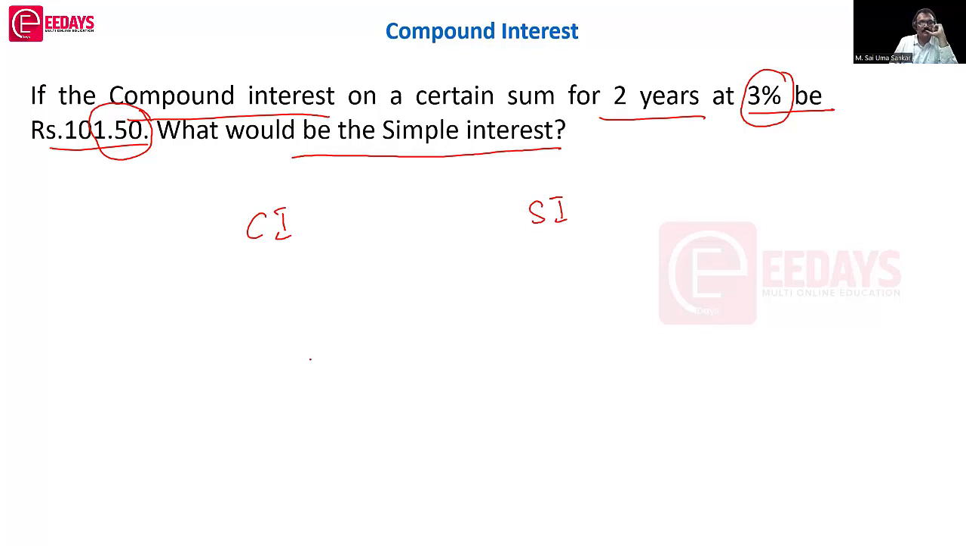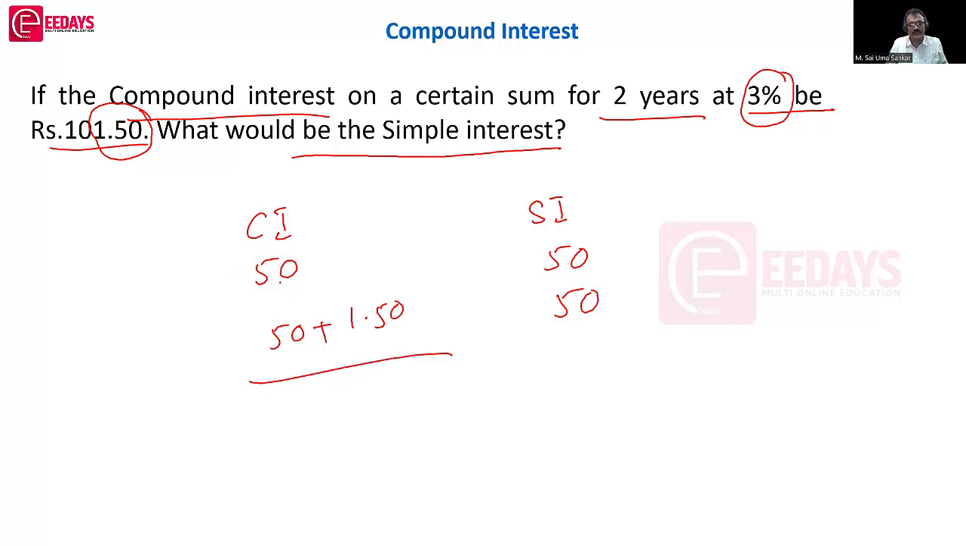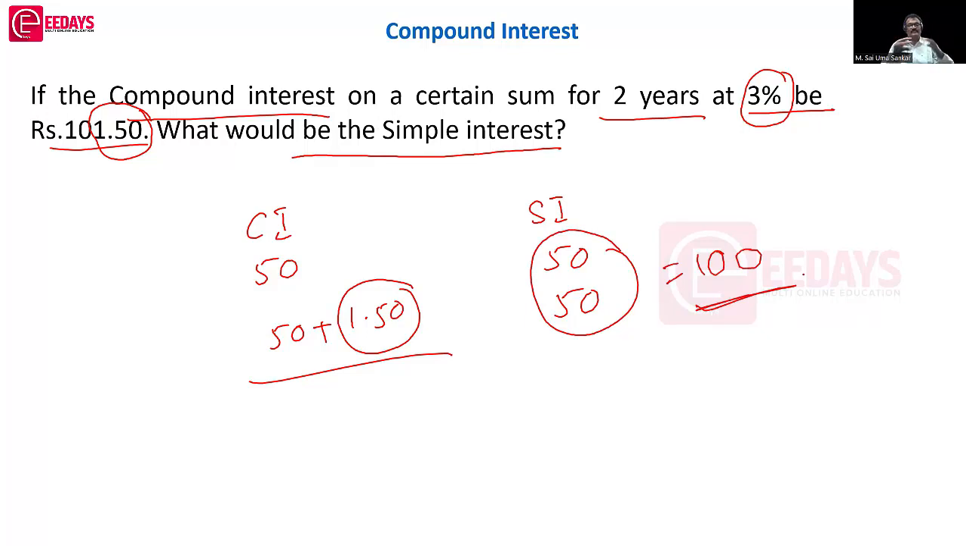So what shall we do? This is 50 and this is 50. Second year, compound interest same, no doubt. Simple interest same, no doubt. But what is the compound interest? Compound interest is 50 plus 3% on 50. What is 1%? 0.5. So 3% of 50 is 1 rupee 50 paise. So 50 plus 50 plus 1 rupee 50 paise. This 1 rupee 50 paise is the compound interest. But what is the simple interest here? That is equal to 100, which is the required answer.